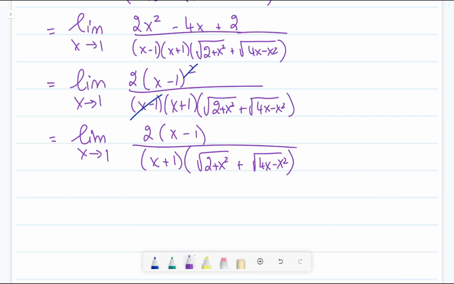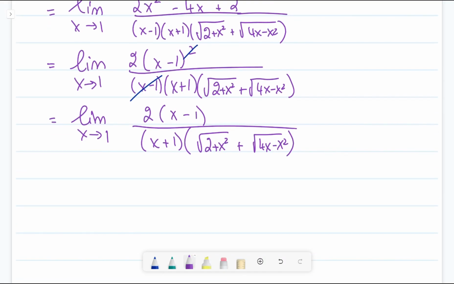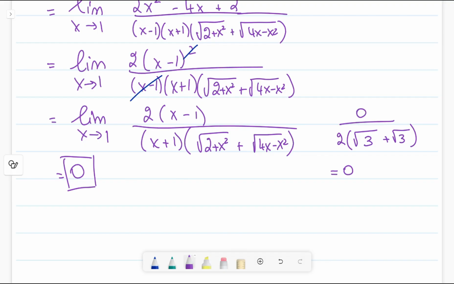So in such a case, let us try plugging in. We notice that if we plug in, we would get 2 times (1 minus 1), which is 0, divided by 1 plus 1, which is 2, times the square root of 2 plus 1, so the square root of 3, plus the square root of 4 minus 1, so the square root of 3, which is 0. Because it doesn't matter what is in the denominator if it's a number, as long as it is not 0 or infinity. So 0 divided by a constant is 0. So the answer of our limit is 0.